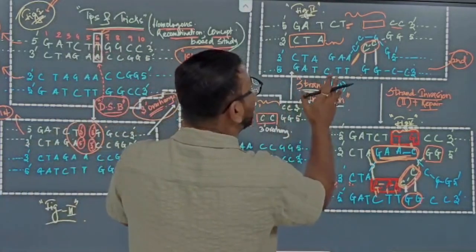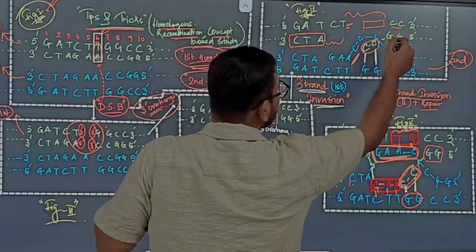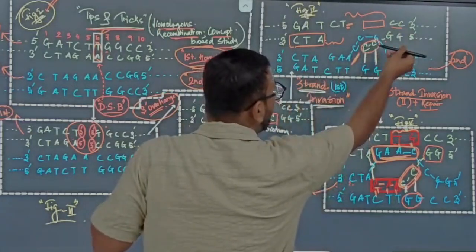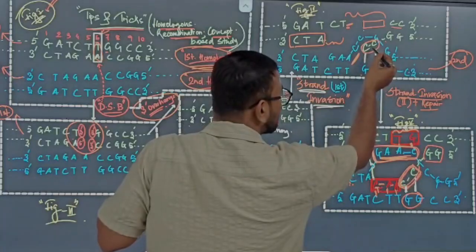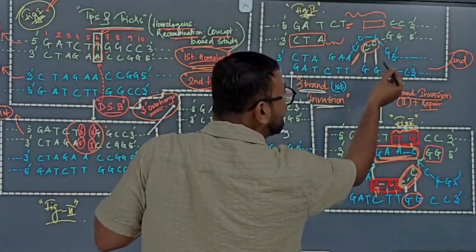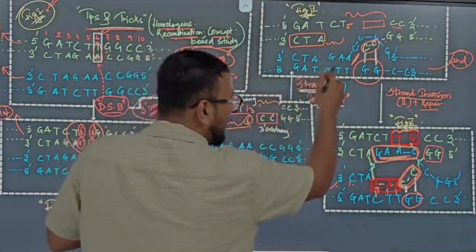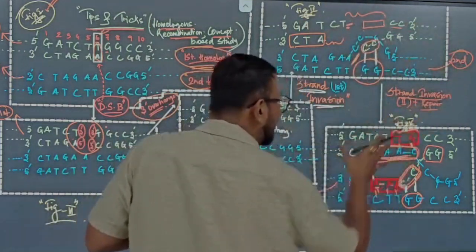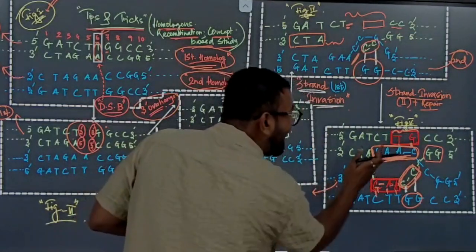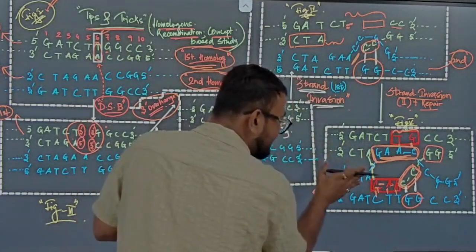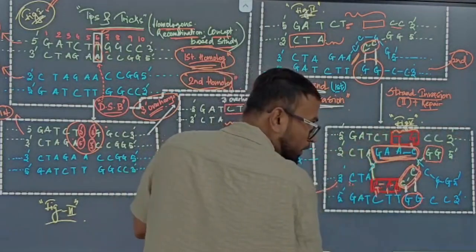Now, strand invasion is taking place where the portion of the first homolog is trying to enter within the second homolog's complementary base. As you can see, CC has now entered into the second homolog and it is forming a bond with the GG. Now, this is our first invasion. On our second invasion, the second homolog 3' to 5' has now entered the first homolog.